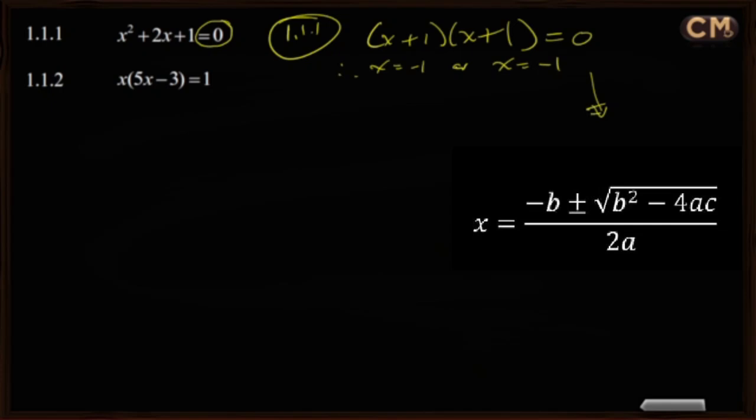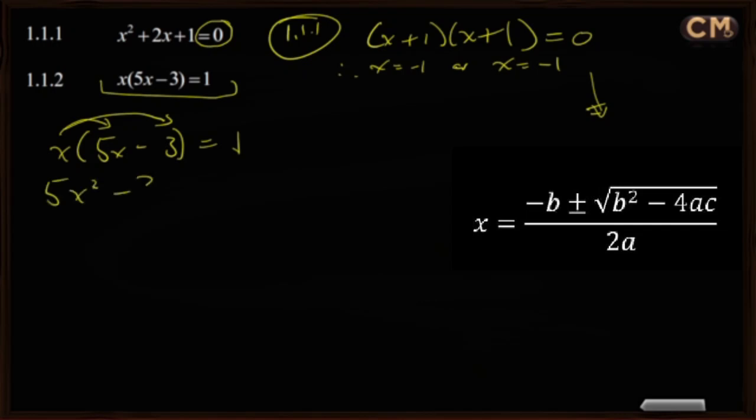Now, let's have a look at 1.1.2, which states that we have x multiplied by 5x minus 3, and that's all equal to 1. So let's distribute the x into those brackets, which gives us 5x squared minus 3x if we do that correctly. Now, we'll just subtract 1 from both sides because we want this equal to 0. Standard form. And then, of course, that zeroes out on the other side.